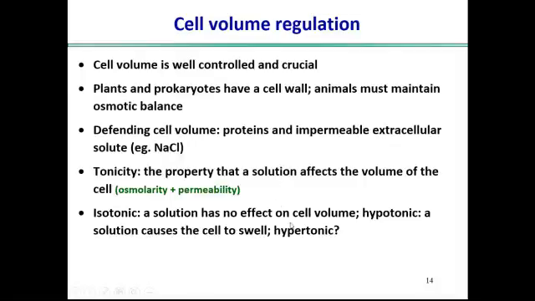And if the cell is suspended in a hypertonic solution, which means extracellular has too much solute, then the water would move from intracellular to the extracellular space. Therefore, it would cause the cell to shrink. So if you have a cell culture medium, you should make sure that it's isotonic.